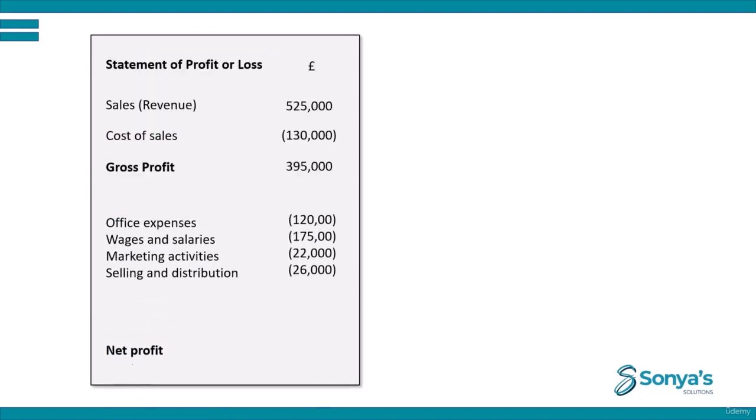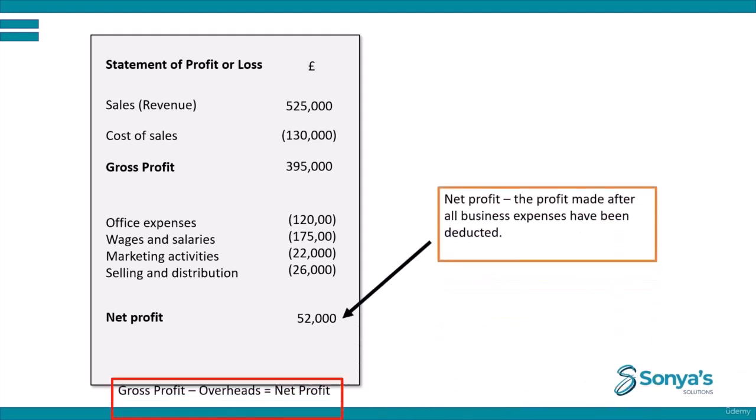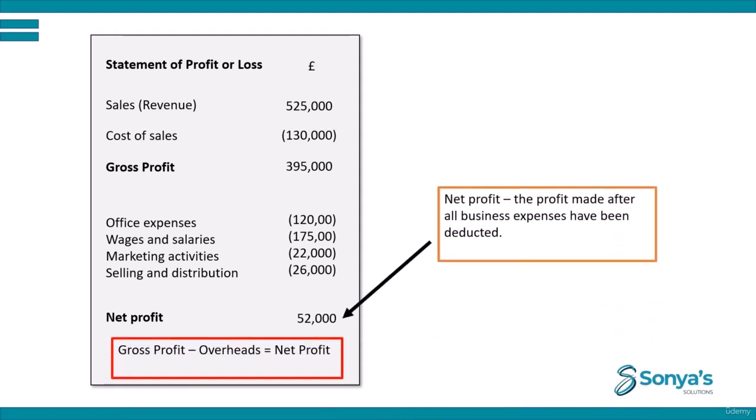To calculate net profit, we deduct other business expenses, which are also known as overheads. There could be a large list of overheads. We've just included a few to keep it simple. So net profit is the profit made after all business expenses have been deducted. Net profit can also be described as profit for the year. If you haven't done already, pause the slide and make some notes to help you complete the next activity.